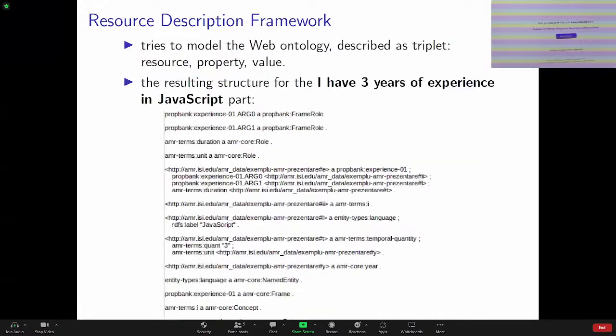Moving forward, the Resource Description Framework, the RDF, tries to model the web ontology, so how the data is stored on the web, and we know a lot of relationships. It has the triple resource, property, value. I know it's pretty hard to understand, but it is based on IRIs, something like a URL, which are different from each other, so they are unique. So, for example, this is a resource, a property, and a value. They are pretty hard to understand, and I think let's move on.